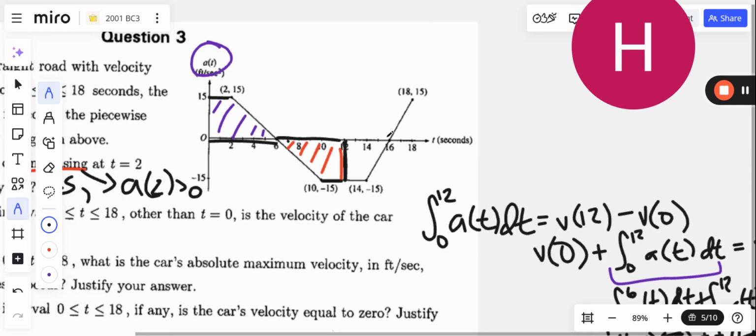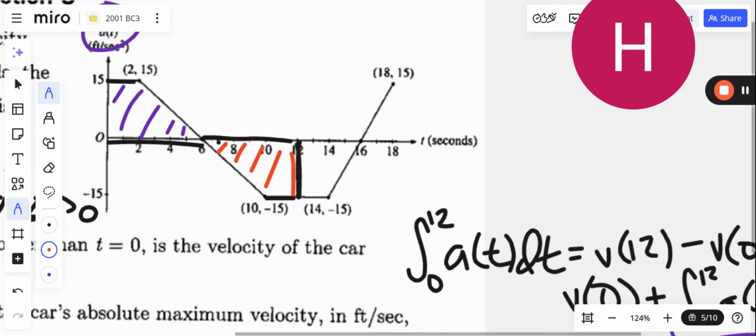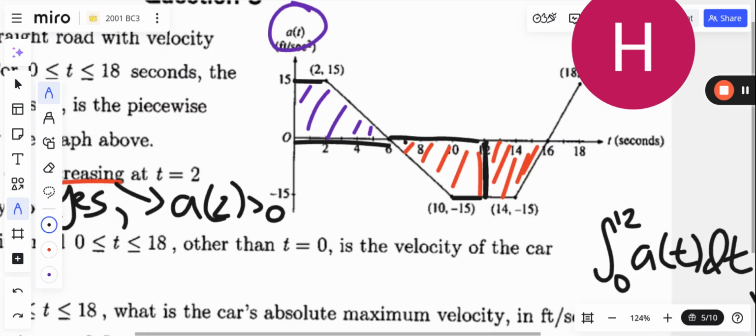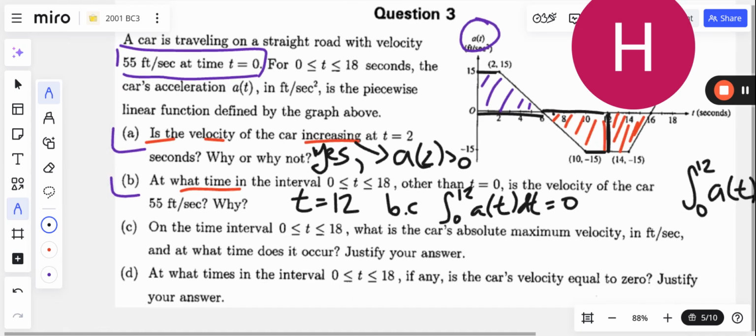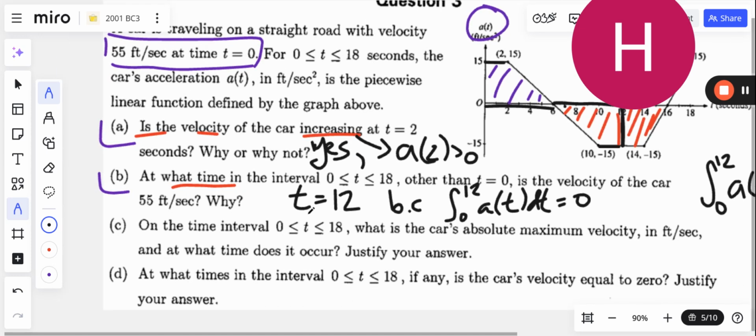Is there another time when that happens? I don't believe so, because here we're going to get some more negative area in a trapezoid, and then we're just going to have this triangular portion, which I believe cancels out with this, but it doesn't cancel out the entire trapezoid, so it seems like we're always going to be under 55 after that. So we'll say at t equals 12. And it's because the integral from 0 to 12 of the acceleration is 0. Okay, not too bad.